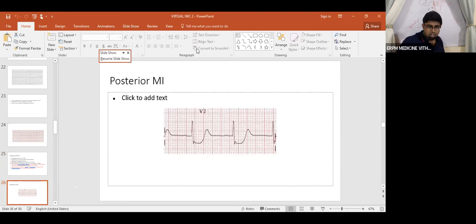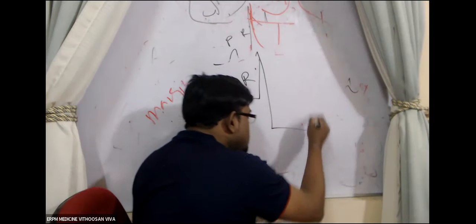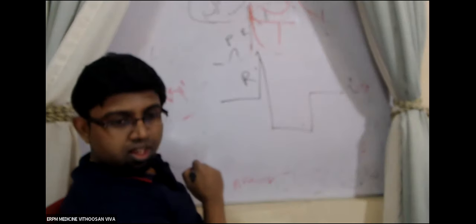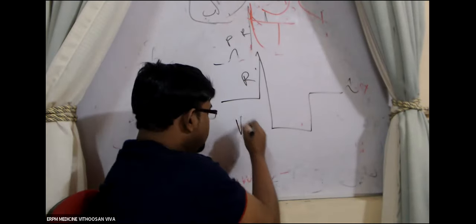If you develop a posterior MI, what will happen to V1? V1 will have a tall R wave with ST depression. This is what you get in V1, V2: a tall R wave with ST depression.